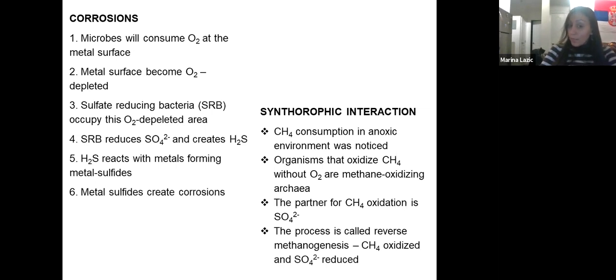And here is another interesting example of syntrophic interaction, which I personally really like because I like methane oxidation. So in anoxic environments, methane can also be consumed, which is weird because methane oxidation usually requires oxygen. But those organisms that are oxidizing methane without oxygen are not bacteria, they are methane oxidizing archaea. And so methane is the electron donor for them. They're oxidizing it even without oxygen, but as an electron acceptor, they have sulfate. This is basically called reverse methanogenesis. Methanogenesis is a process where you make methane. This is reverse, so consuming methane. So methane is oxidized and sulfate is reduced.